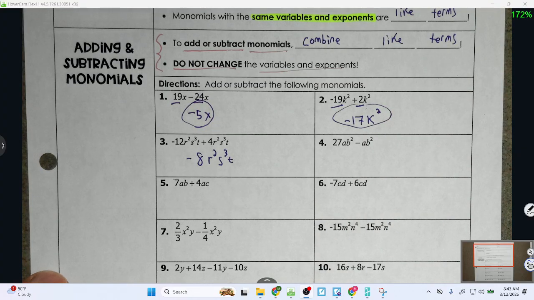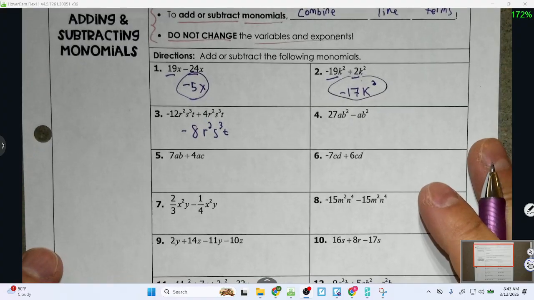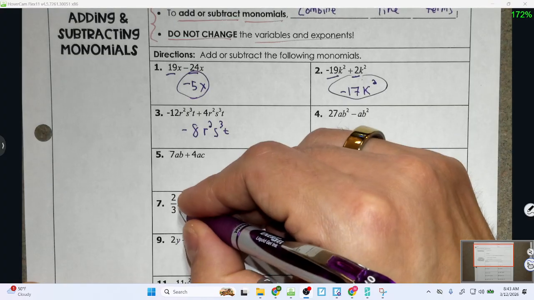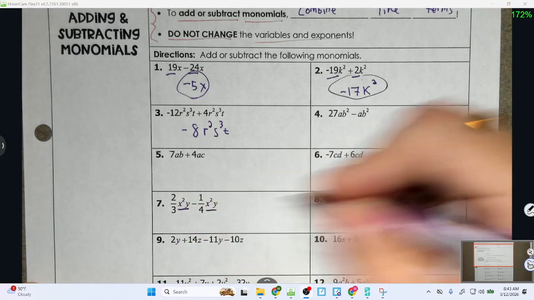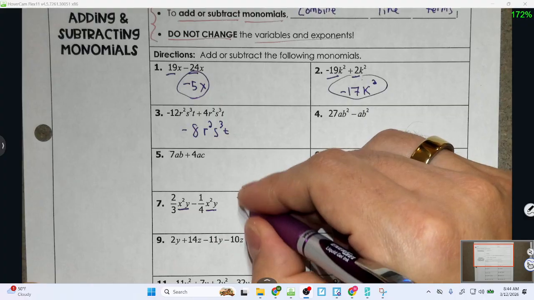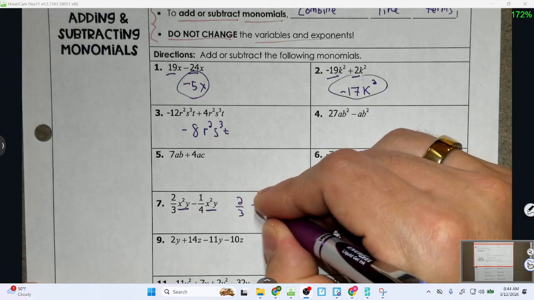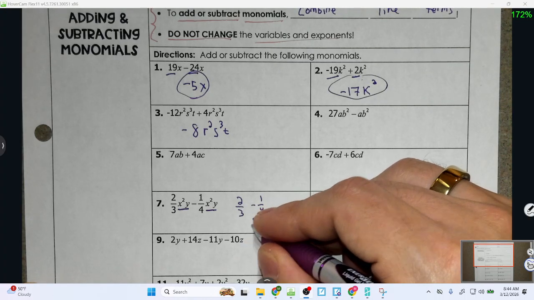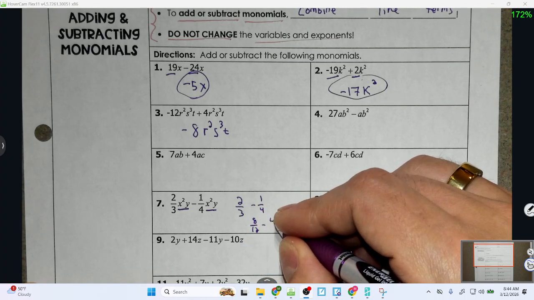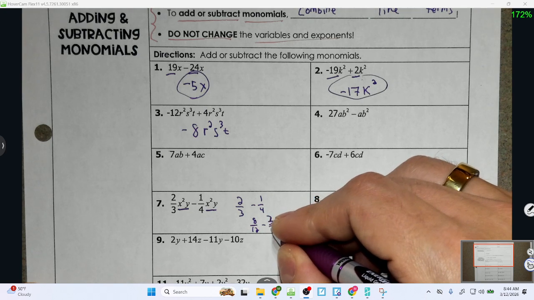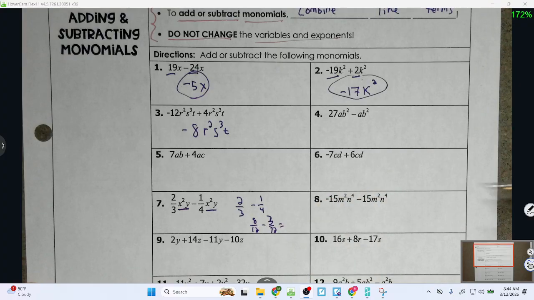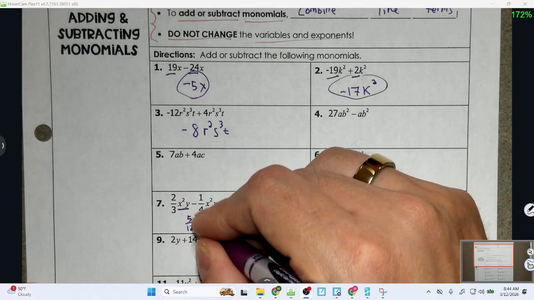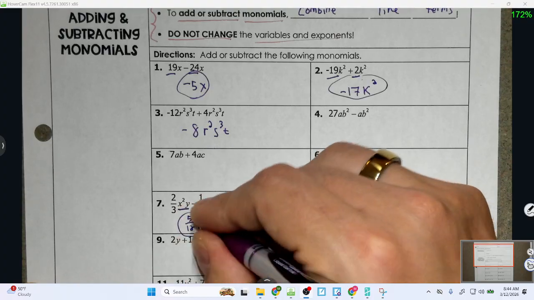Let me take care of this fraction one for you because I know how you feel about those. I see that this is similar to this. They're the same. So I just need to do 2/3 minus 1/4. This is actually going to be 8/12 minus 3/12. It's going to be 5/12. 5 over 12 x squared y.